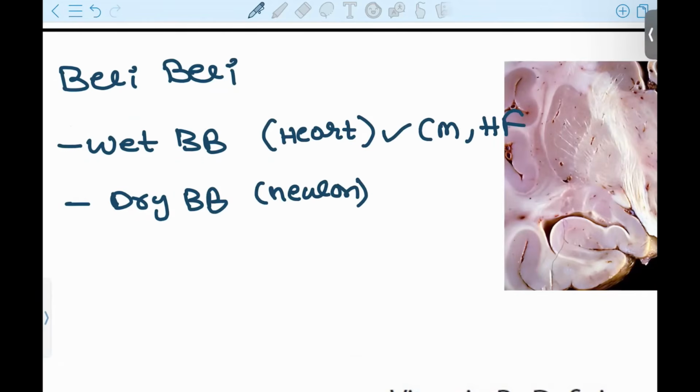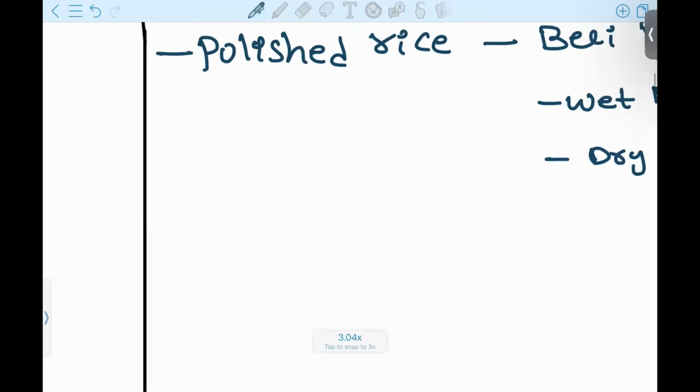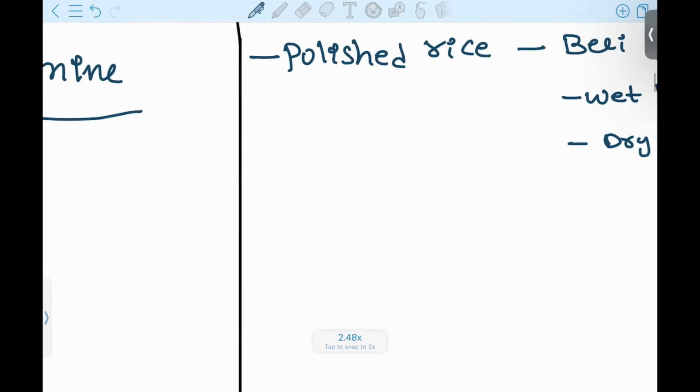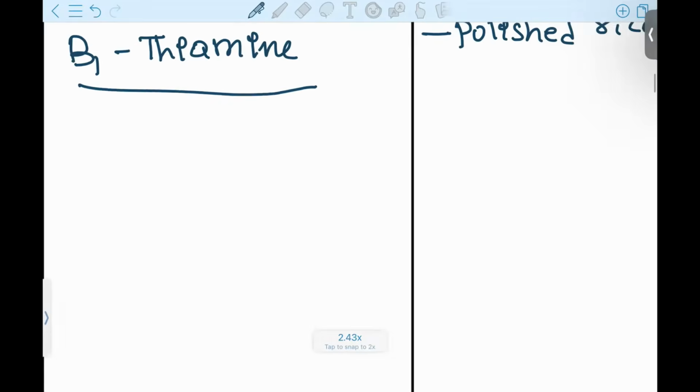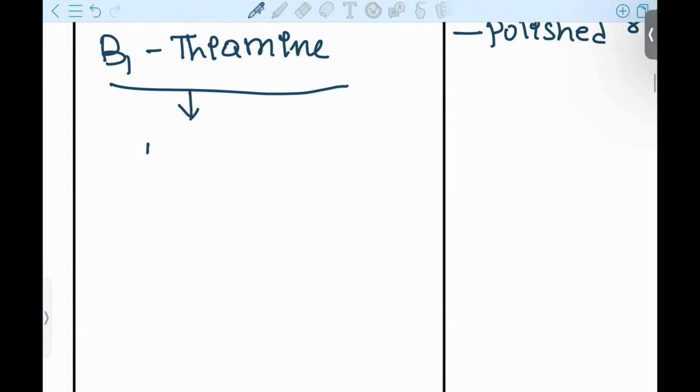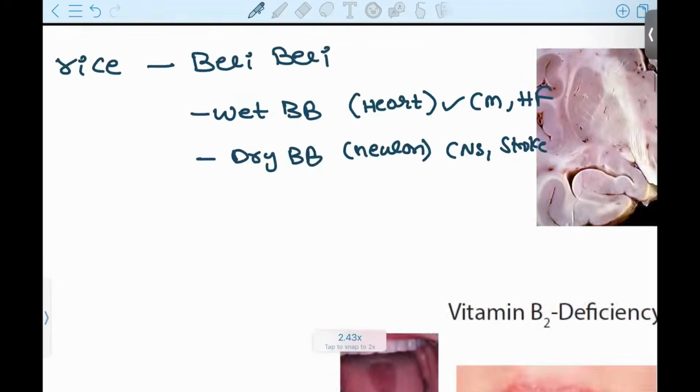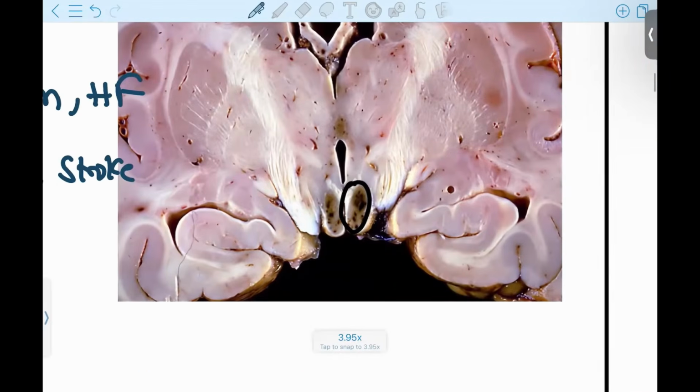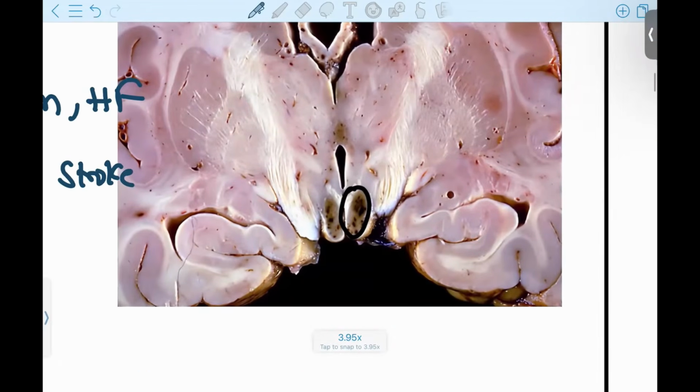There is a high risk of CNS symptoms, patients will be highly prone to strokes, and eventually peripheral paralysis will be seen and the patient will die. The polished rice cause was common in those days, but nowadays thiamine deficiency classically presents in alcoholic patients. How? In alcoholic patients with poor thiamine intake, this leads to degeneration of the mammillary bodies.